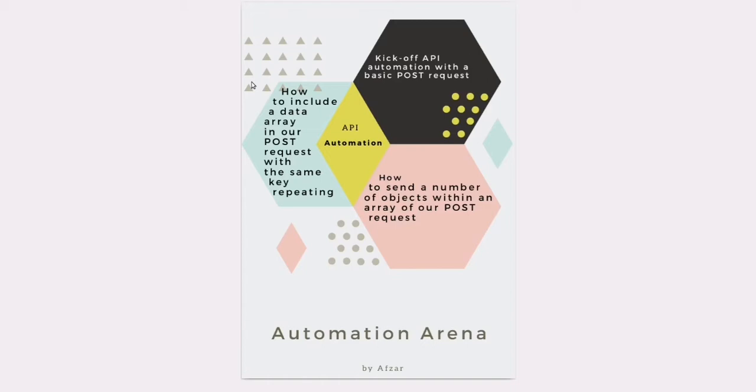Today I will be covering how to kick off API automation with a basic POST request. Also, secondly, I will be covering how to include an array within our POST request. And also thirdly, how to send a number of objects within an array of our POST request. Okay, let us move to the code.